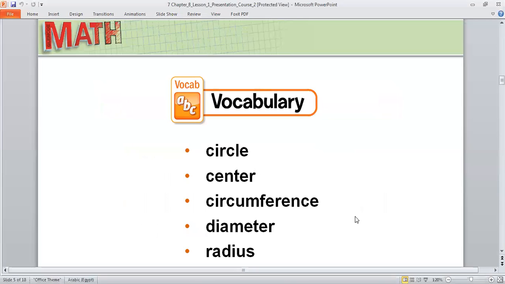Turkey, can you read the new vocabulary of this lesson? Mr., what page in the book? We are on page number 17. Circle, center, circumference, diameter, radius. Again, Turkey, please. So we have circle, center, circumference, diameter, and radius. The new vocabulary of this lesson is these five.